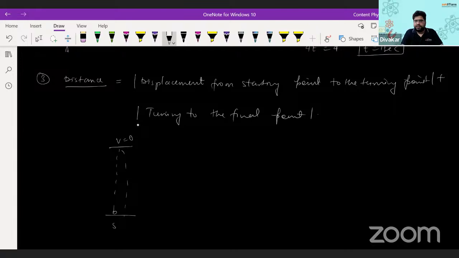And you'll have to see whether the particle is taking a turn in between or not. If the particle takes a turn, then you'll have to solve it in parts. You'll have to see where it's starting and where the turning point is, and then add from the turning point to the ending point. And then you'll be able to calculate the total distance.